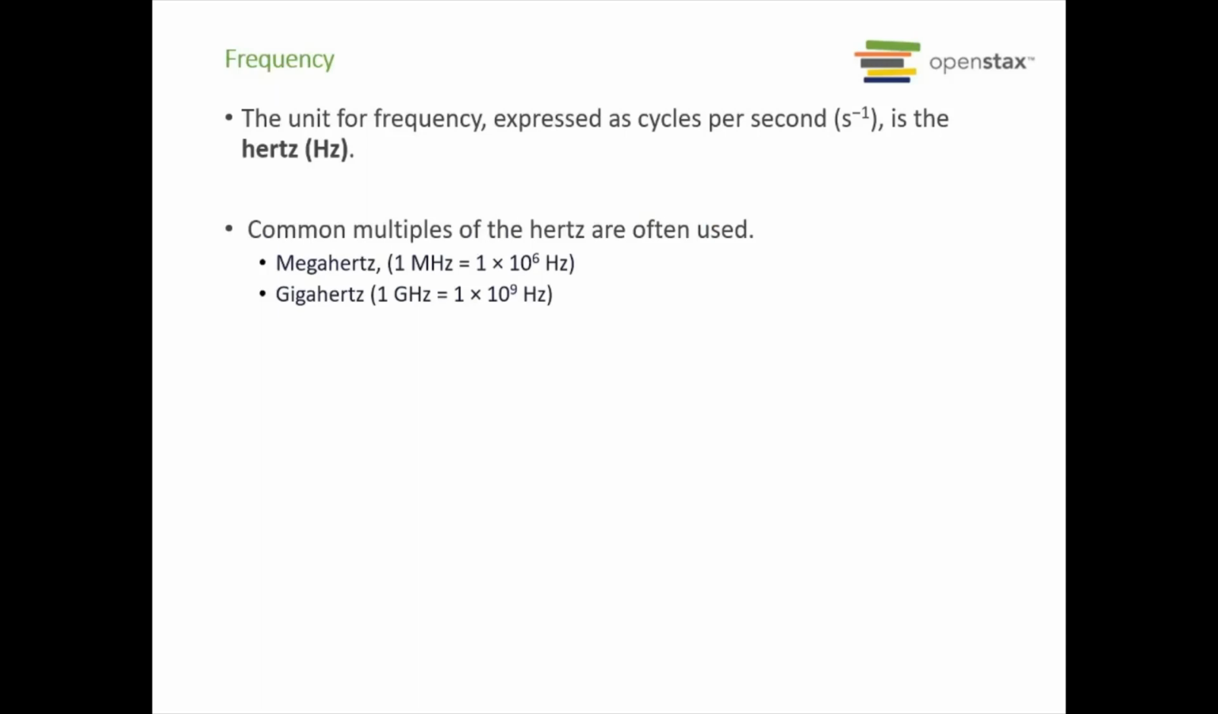So again, the unit for frequency is cycles per second. Okay, I said waves, I meant cycles, which is inverse seconds, or the hertz, Hz. Oftentimes we use megahertz or gigahertz because 1 hertz is actually very, very small. So mega is 10 to the 6th, giga is 10 to the 9th.